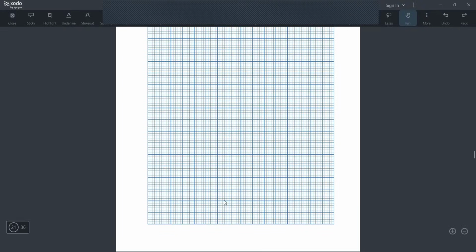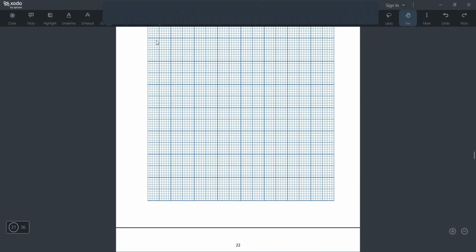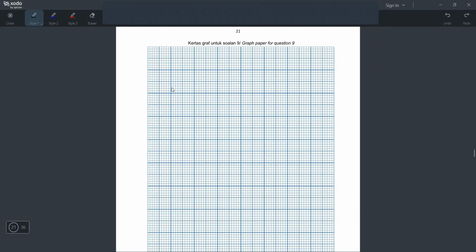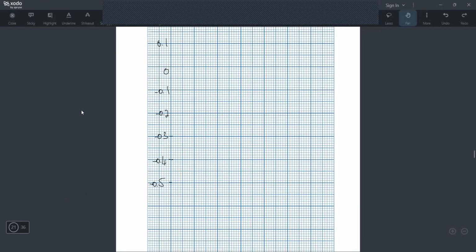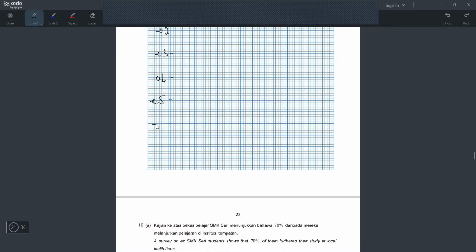Okay, let's count 1, 2, 3, 4, 5, 6, 7, 8. 1, 2, 3, 4. Okay, let's use the outermost one, right? So let's start by writing 0.2, because I already know the highest has to be 0.2, and this is the log 10 y-axis. And since the scale I'm using is 0.1, this will be 0.1, this is 0, right? And then this will be negative 0.1, negative 0.2, negative 0.3, negative 0.4, negative 0.5, negative 0.6, and then negative 0.7, right?